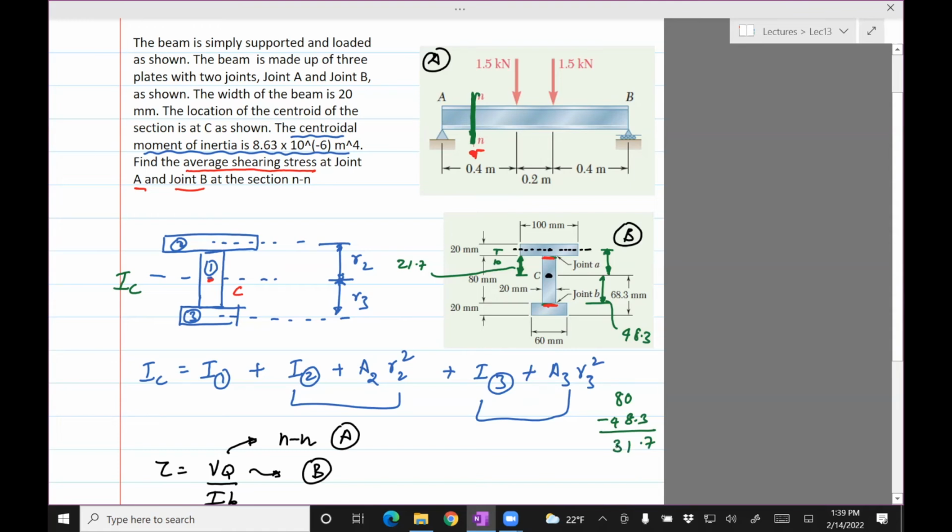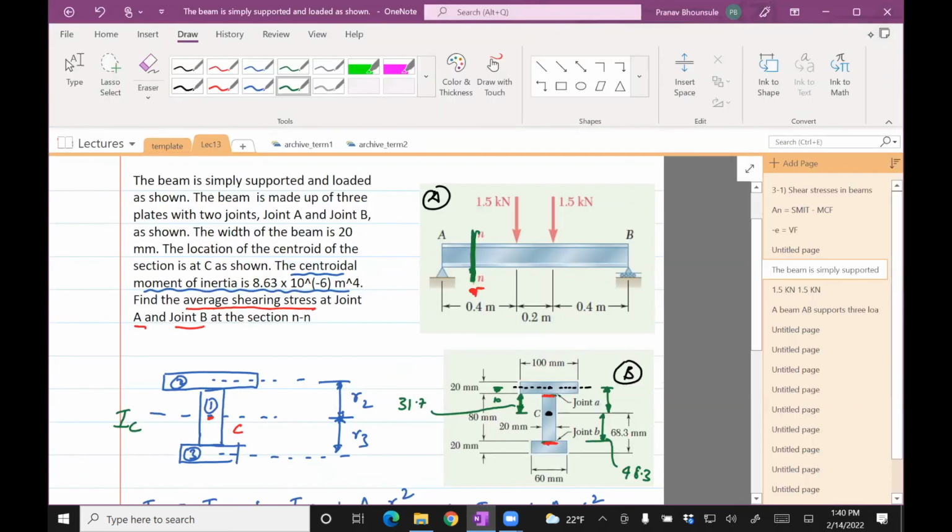31.7. Did you say 31? My bad. 31.7. So this height is 31.7, but to that I need to add another 10, because this midpoint is this 20 mm thick, so it should be 10. So I'll just redraw that in the other figure. It's very clear.